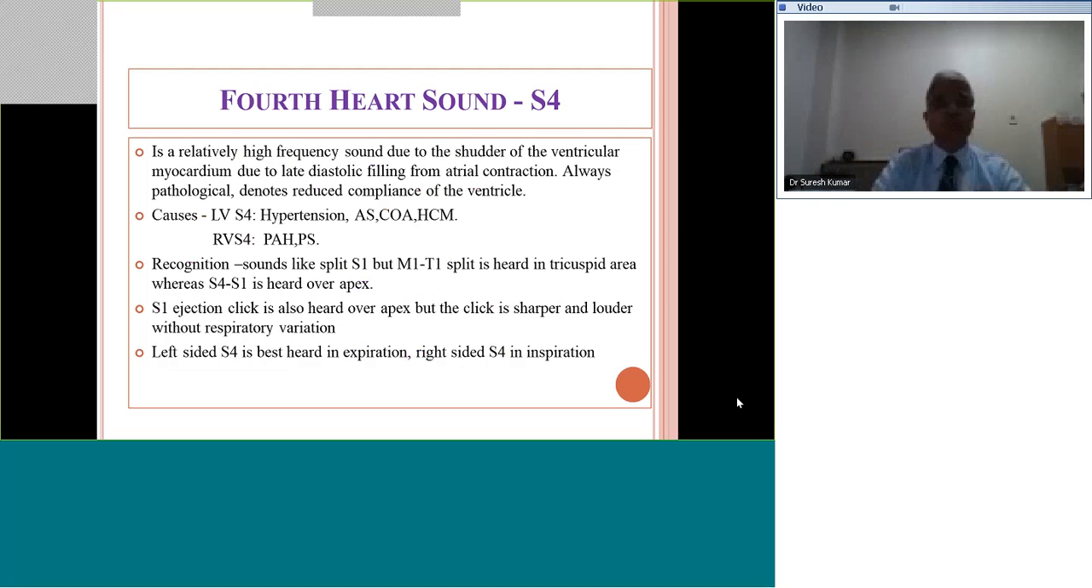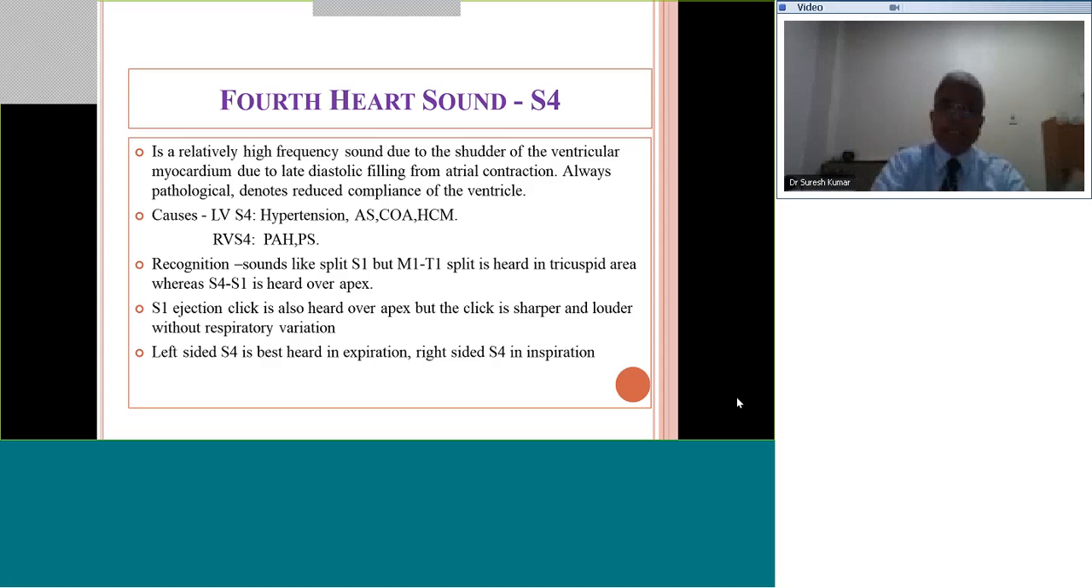The causes on the left side would be hypertension, aortic stenosis, coarctation, hypertrophic cardiomyopathy. The common feature is a hypertrophic left ventricle. The reason why the S4 is heard is that the left atrium has to contract more powerfully. And on the right side, the right ventricular pressure is elevated either due to pulmonary stenosis or pulmonary hypertension, and then you hear a right-sided fourth sound.